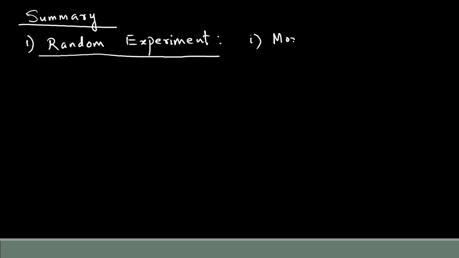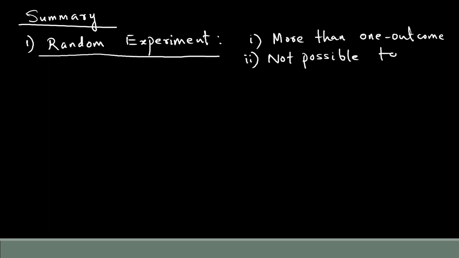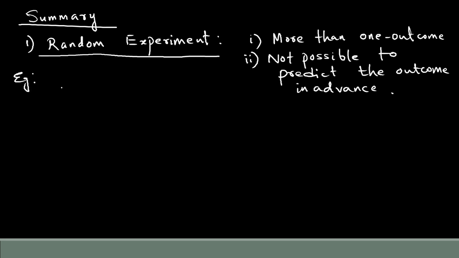So more than one outcome, that is point 1, and number two is not possible to predict the outcome in advance. So that is a random experiment. Let me give you an example. Let's say you are tossing a coin. Okay, tossing a coin. So what are the outcomes for tossing a coin?